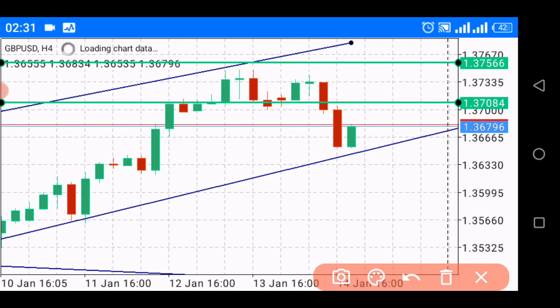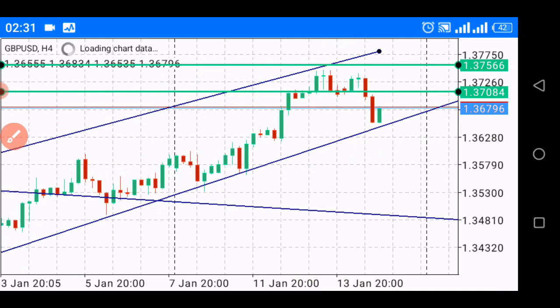I will enter in the middle of this place, and if you enter in the middle, you see, at least we would be having something like 40 pips now in profit. So the market will always give us information on when to enter the trade.